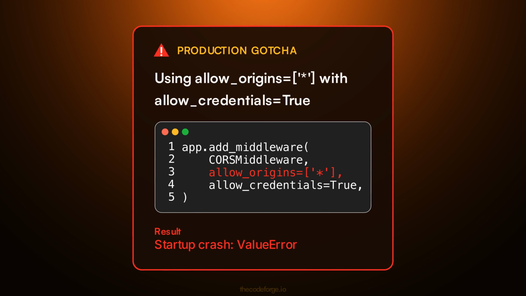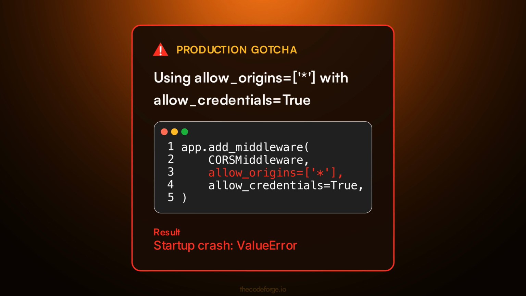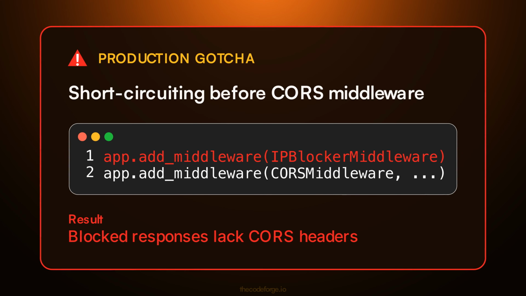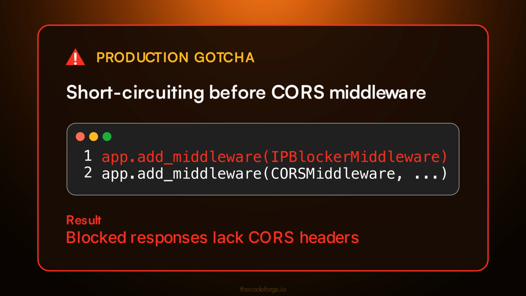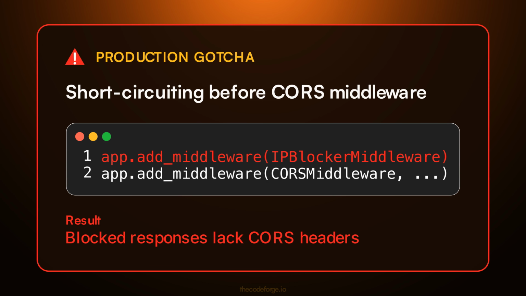The CORS spec forbids wildcard origins when credentials are true. FastAPI raises a value error at startup. Always use explicit origins in production. If you add IP blocker after CORS in code, it runs before CORS on the request. When it short circuits, CORS never runs, so the error response has no CORS headers. Always add mandatory middleware like CORS first.